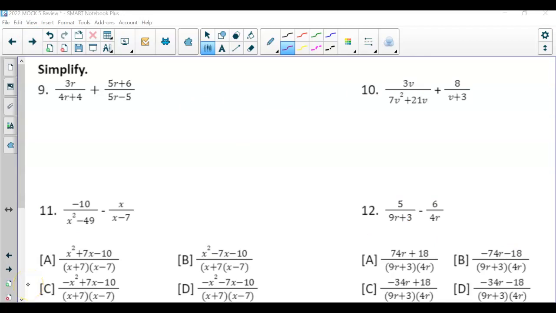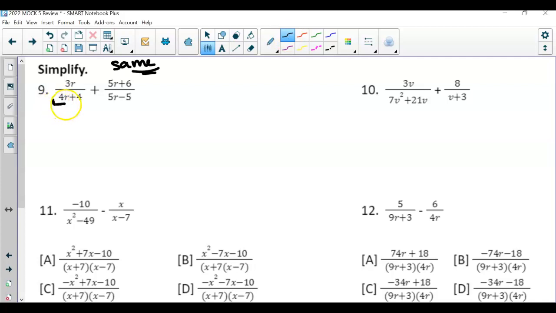In 9 through 12, we're combining, we're adding and subtracting. So remember when adding and subtracting, the denominators have to be the same. They have to be the same. So that means the focus here is making sure that we get them to being the same. Now, here in number 9, I noticed that, yeah, I could factor this to be 4 times r plus 1. This could factor to be 5 times r minus 1, but still even in factored form, notice how they still are different. So what we're going to do here is get them to being the same.